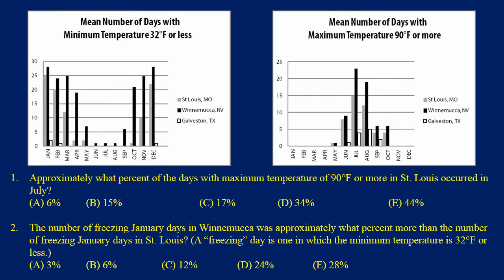The gray bar is showing data of St. Louis, that is, the temperature of St. Louis. The black bar is of Winnemucca, and the white bar shows the temperature of Galveston with respect to the month, right? Now we have 2 questions which have been solved in the next 2 slides, so I think it's better to go to the next slide so that we can understand the question and its answer well.